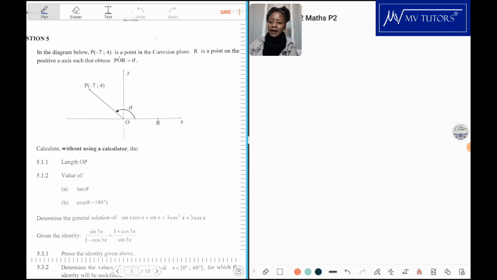All right, so this is question 5. I am going to draw the triangle that we have there.